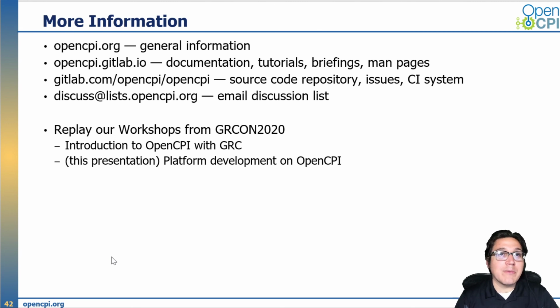So to find more information, you can visit opencpi.org, and that contains general information. OpenCPI.gitlab.io, like I mentioned before, is the documentation. There's also tutorials and briefings if you want to learn more about OpenCPI. Our GitLab is where we store all our source code, our repository issues, where we have our CI system, and then our email discussion list as well. This particular workshop can be replayed at your convenience in the future, and also the introduction to OpenCPI with the GRC integration is available as well.